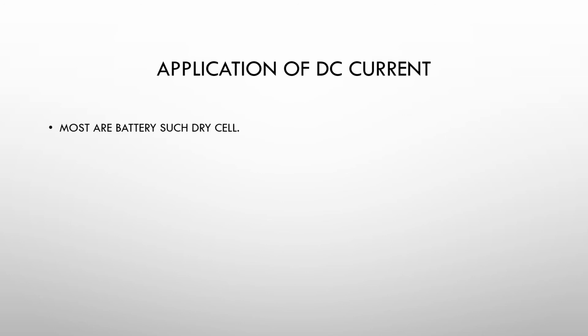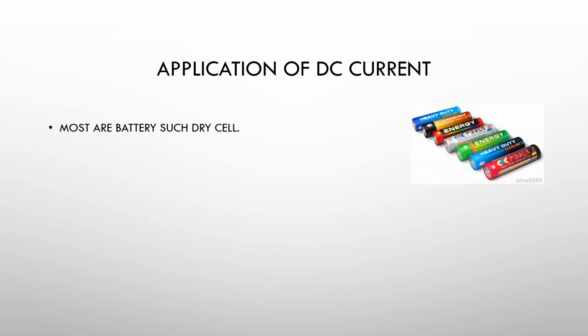Now I am going to talk about DC current. People may start questioning, where is the DC current in our lives? The home supply is AC. So where is DC? Well, all cells are DC current, and most electronic equipment is DC.